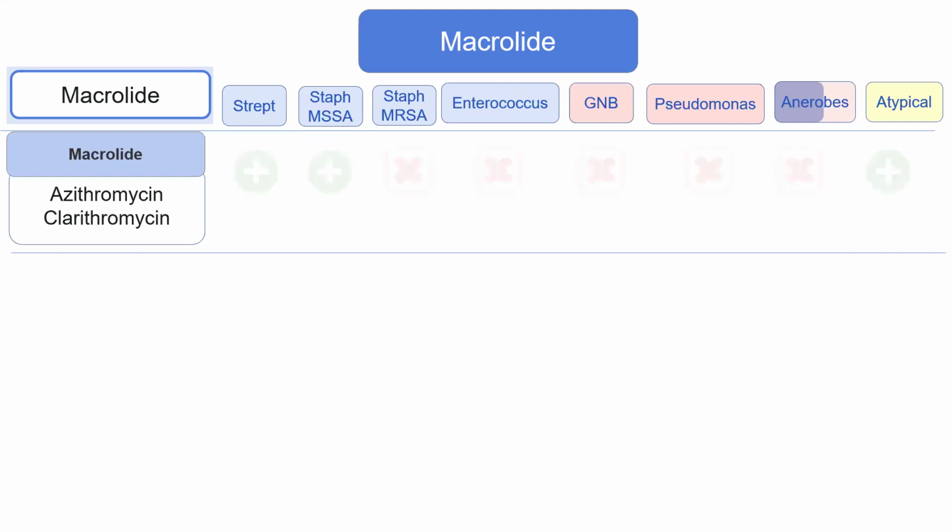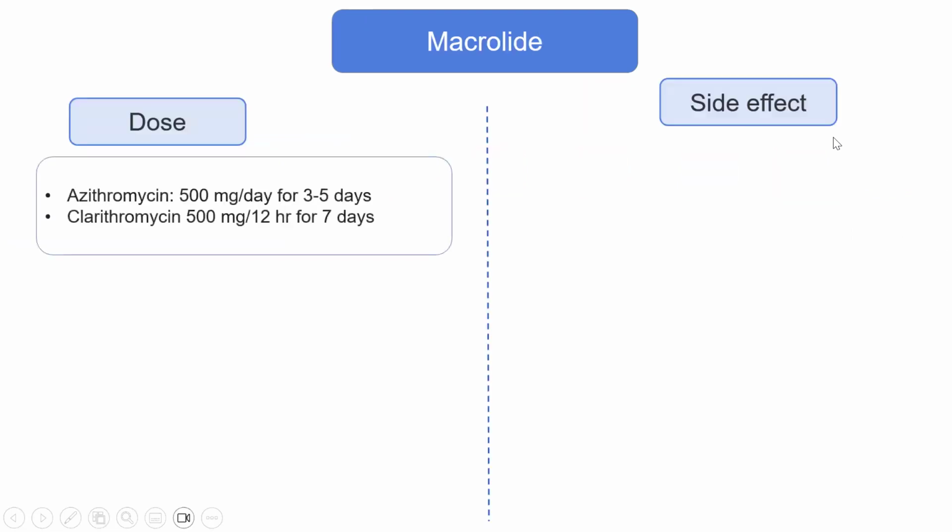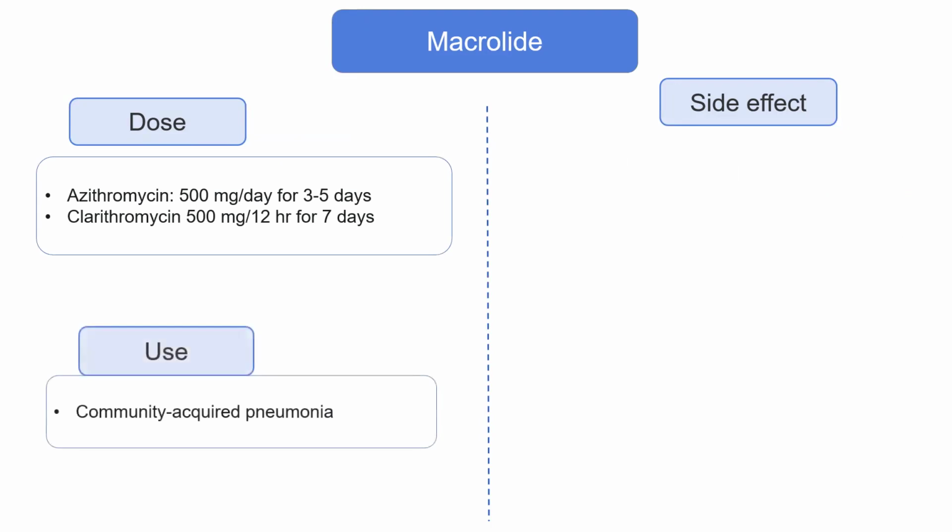For macrolide, it covers streptococci and methicillin-sensitive Staph aureus, but has no coverage of the MRSA, and it is used mainly to cover atypical microorganisms. The dose for azithromycin is 500 milligram per day for 3 to 5 days, and for clarithromycin, 500 milligram every 12 hours for 7 days. Used mainly for community-acquired pneumonia.